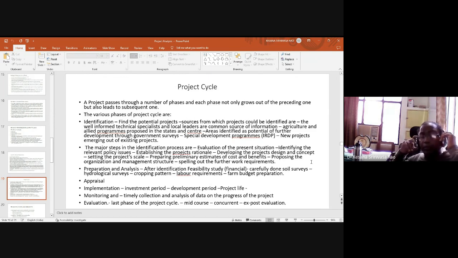Implementation. So the investment period, development period, and the project life. These three are very, very important when you are participating in the implementation of the project.